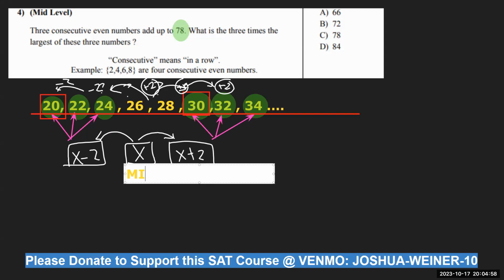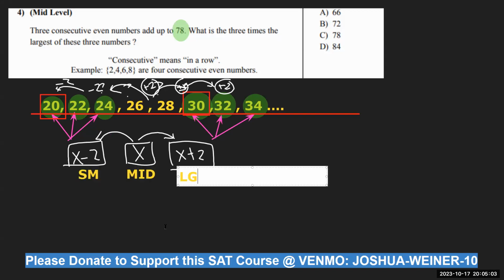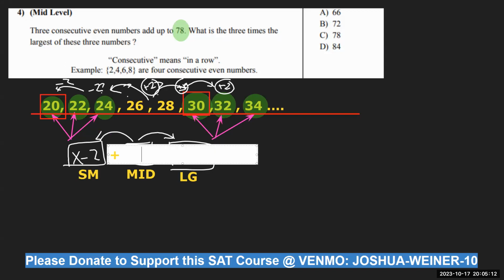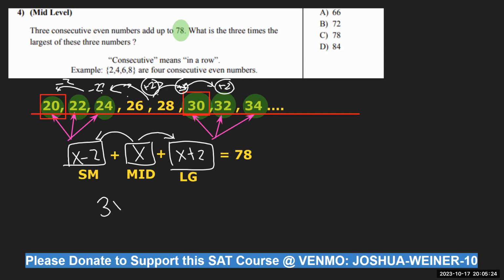All right, so this is the middle number, this is the smaller number, and this is the larger number. Now, the writer said, well, if you put them all together, they add up to 78. But if we add x minus 2 plus x plus 2, because we're coding it this way in algebra, put the x's together first, and we get 3x. And then the numbers are minus 2 plus 2, but they cancel each other. So we get 3x equals 78.